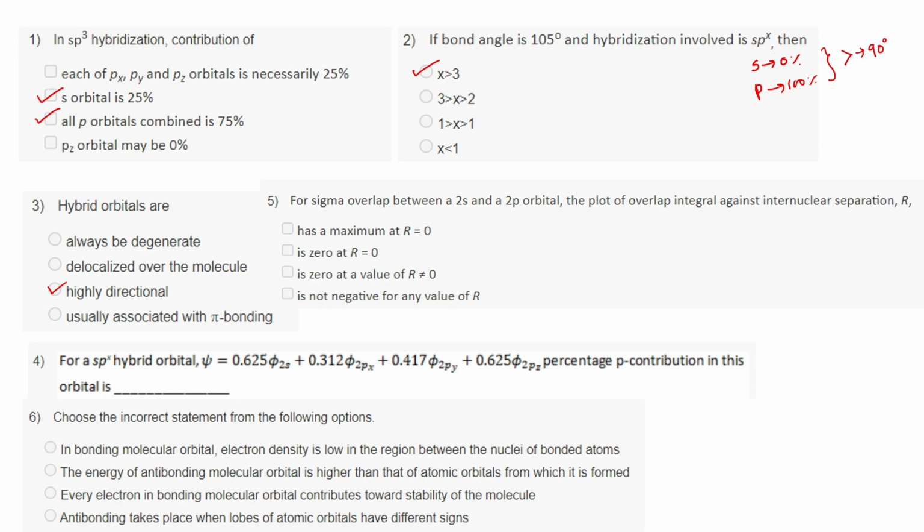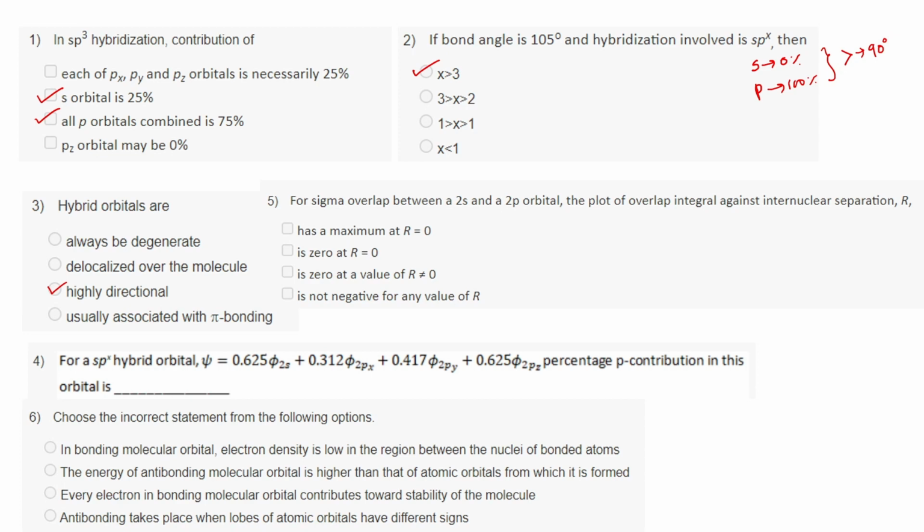For this case, I should not guess, let me calculate at least on my mobile: 0.625 squared plus the other squares, into 2 maybe, because there are two terms. Only the p percentage they've asked, no? Yes, but before that you should also check if it is normalized or not, else you will get a wrong answer. So the square of all the terms is coming around 1.05, which you can take as 1. So it is fairly normalized.